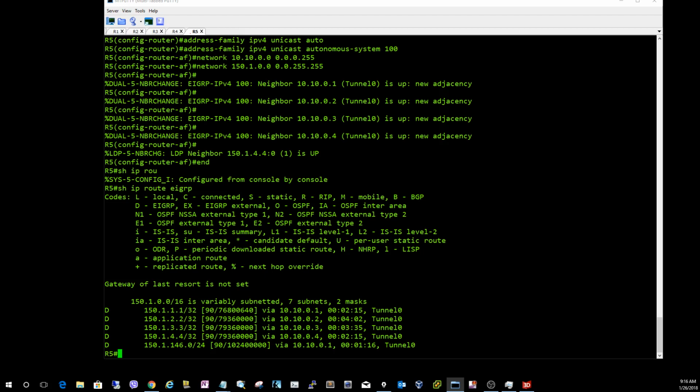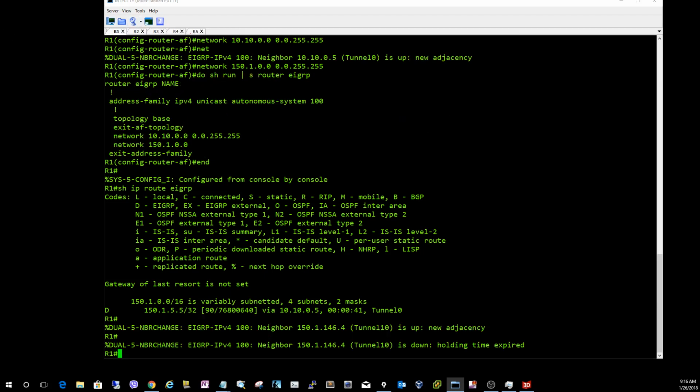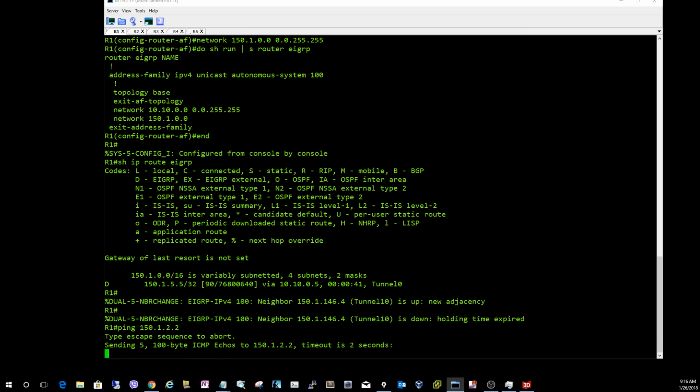If you remember what I said earlier, that's the rule of split horizon. So if I go to router 1, I won't be able to ping. Let's ping 150.1.2.2. Yeah, there's nothing there. Okay, so how do we deal with this one?